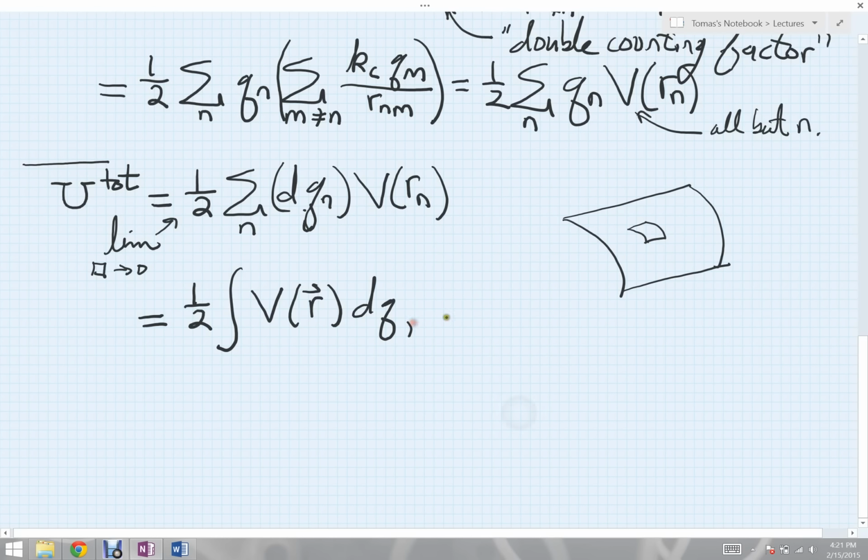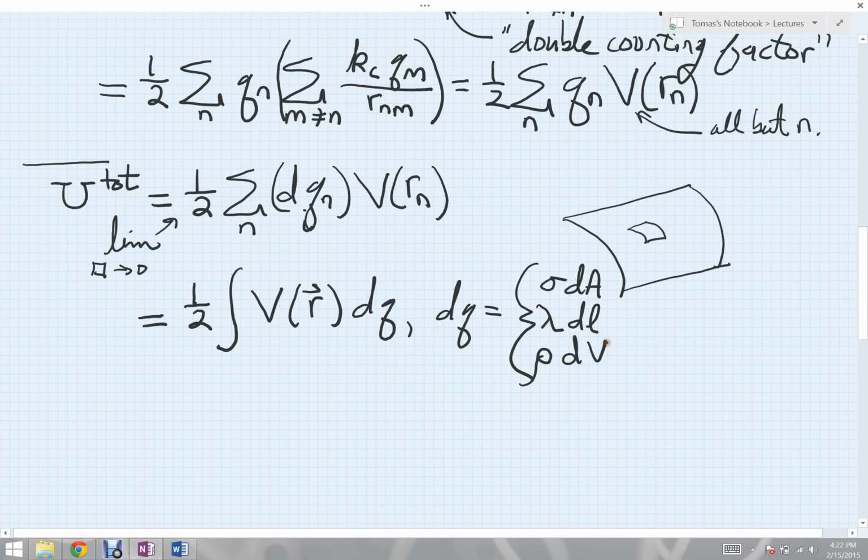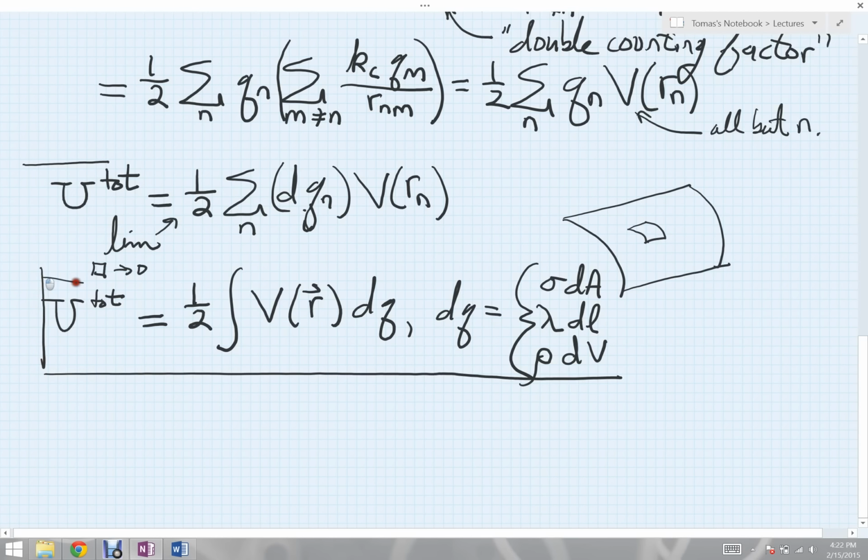And once again, dq would take on different values depending upon the type of charge distribution I have. If it's an area like in my example, it'd be sigma dA. If it's a linear charge distribution, it would be lambda dL. And finally, if it were a solid charge distribution of a certain charge density, coulombs per cubic meter, in that case it would be multiplied by dV. And that then gives me the formula for the total potential energy of any continuous distribution of charges.